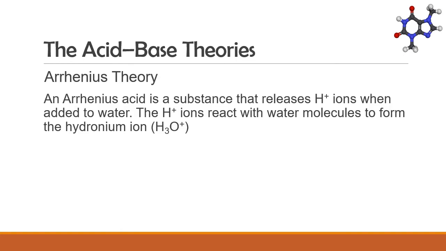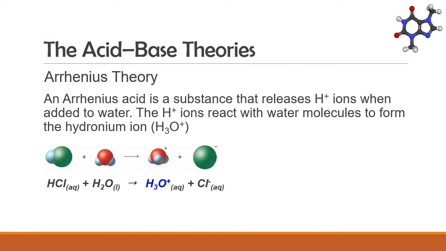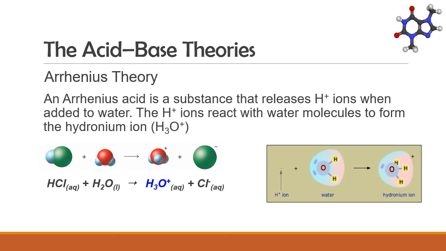According to Arrhenius, an acid is a substance that produces hydrogen ions when added to water. When hydrochloric acid is added to water, the hydrogen atom dissociates from the chlorine atom. The free hydrogen then bonds with a molecule of water to form the hydronium ion. Note that free hydrogen, or H+, is an unstable form of the hydrogen ion.